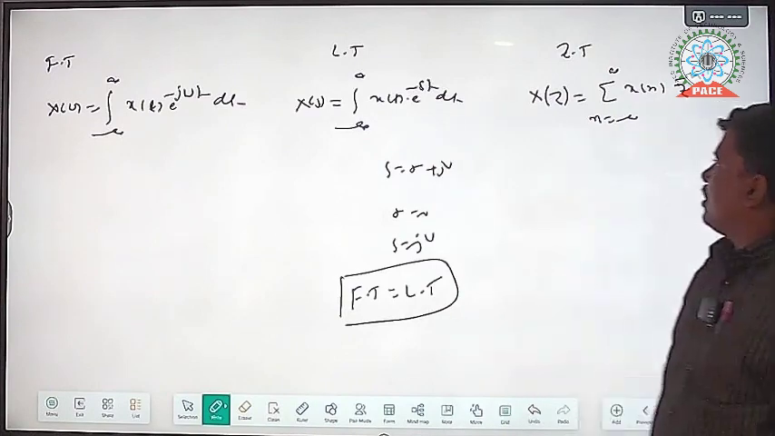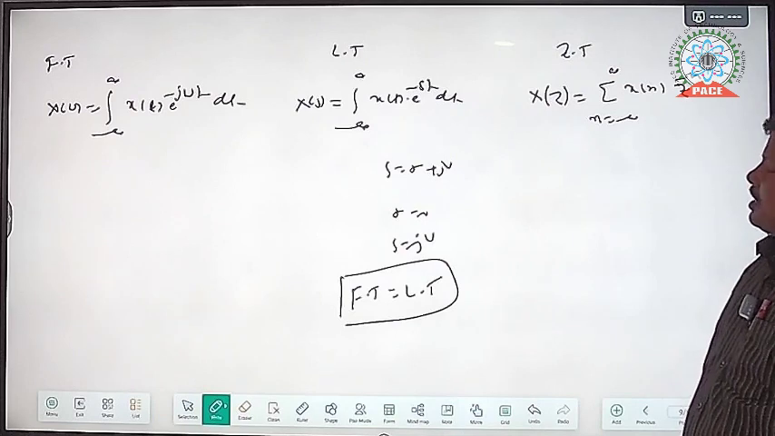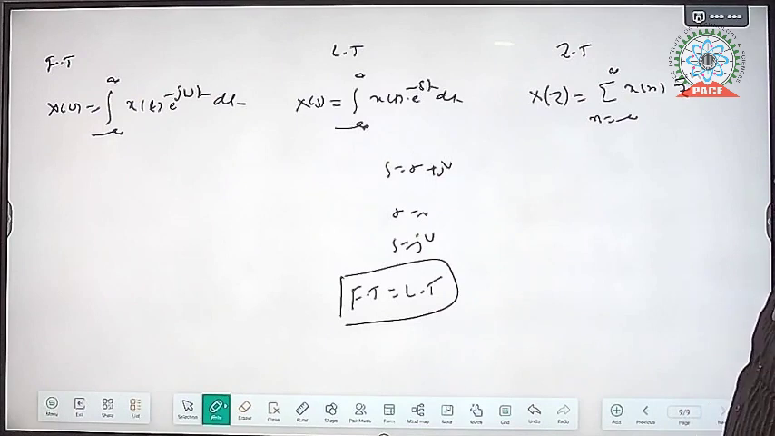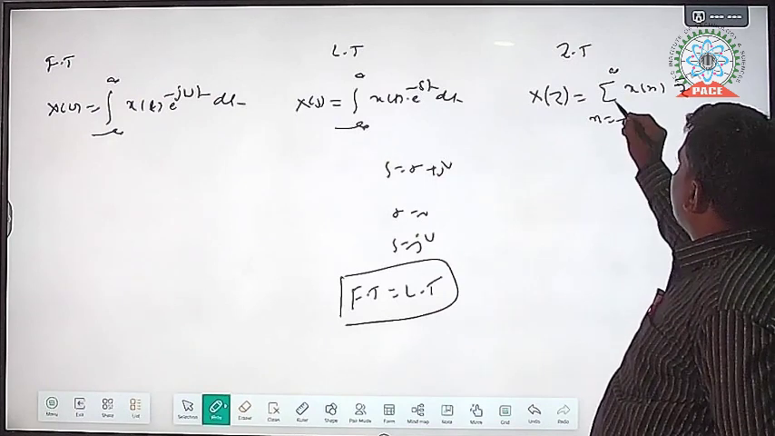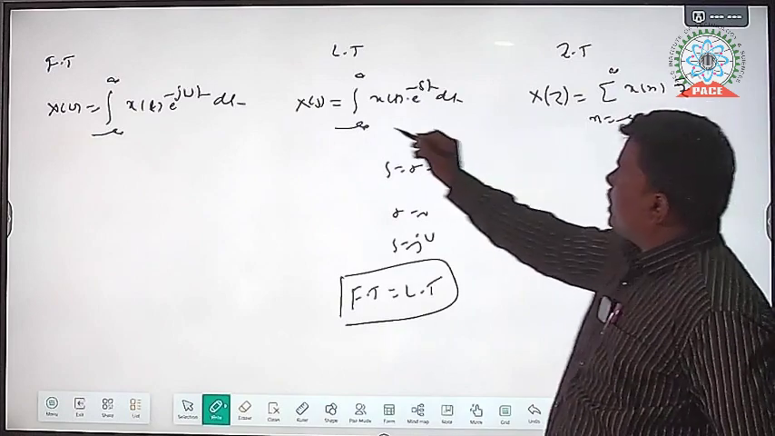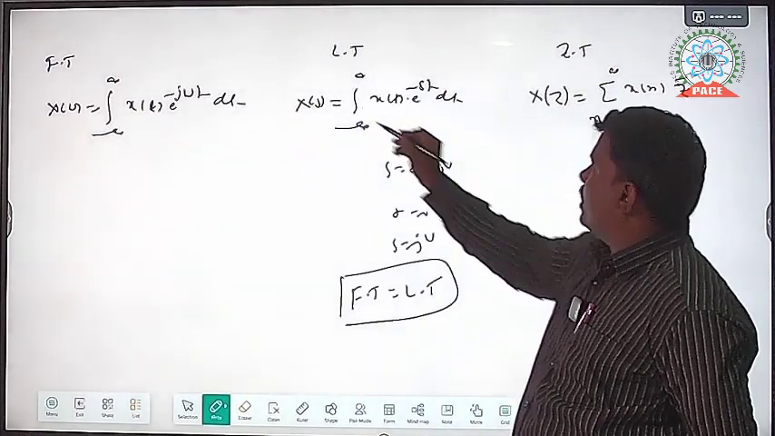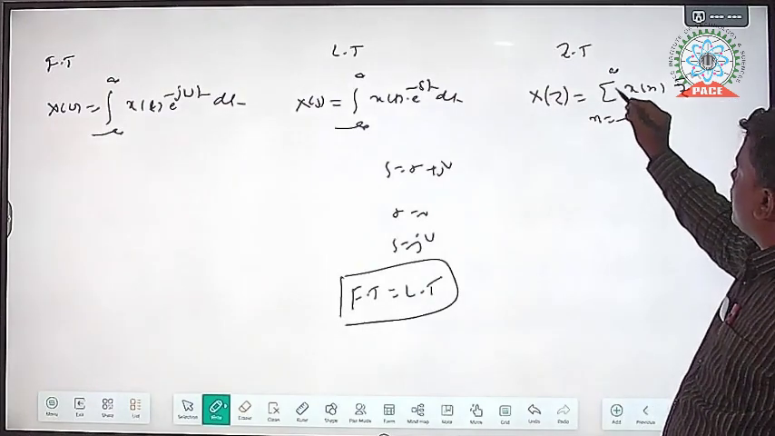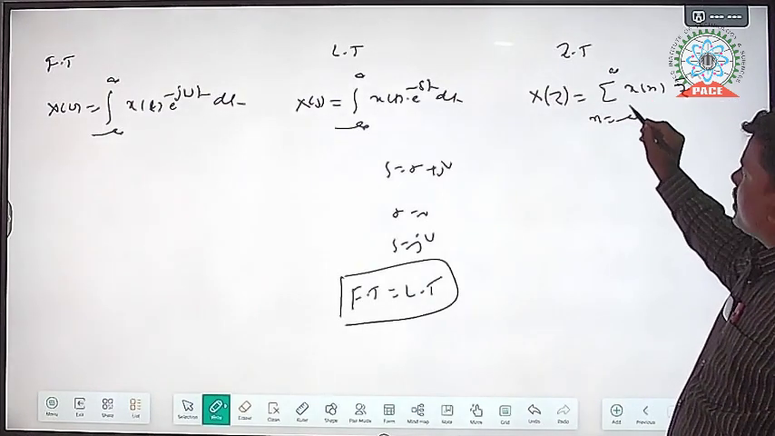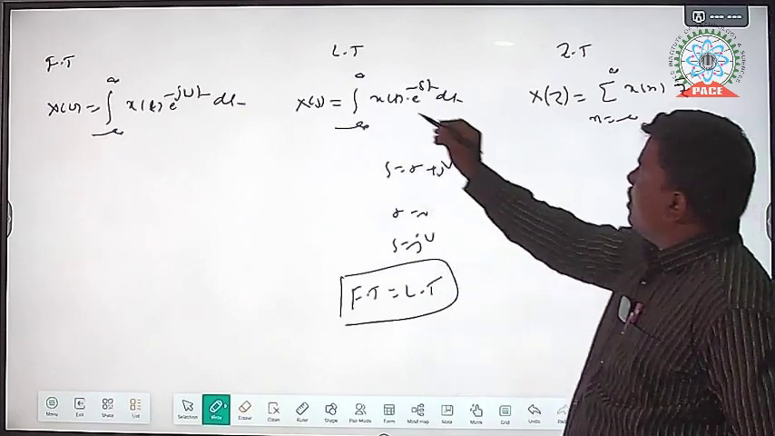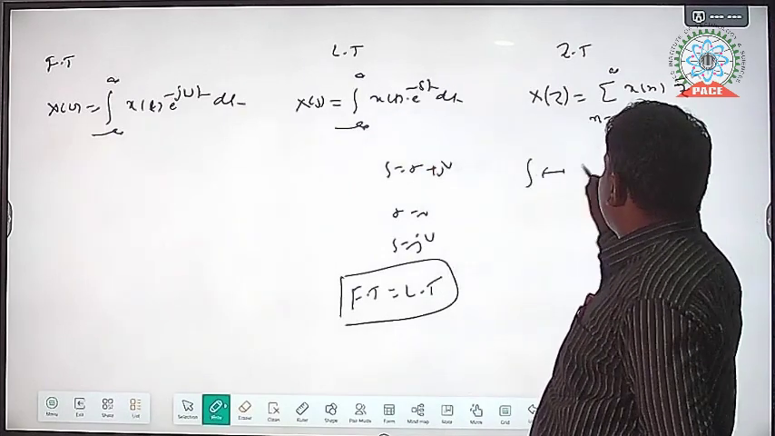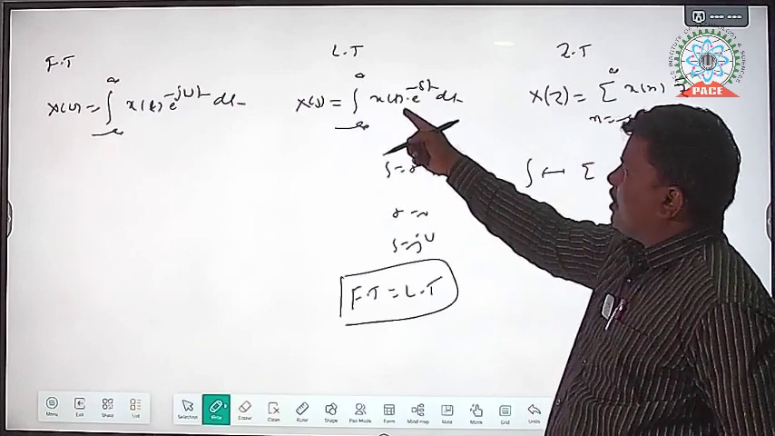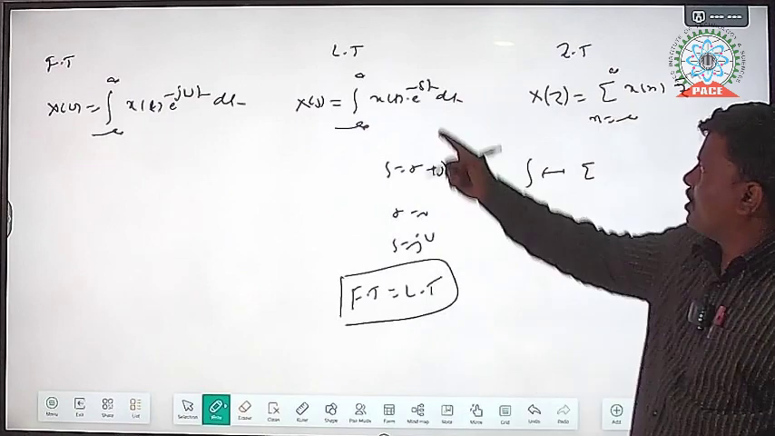Observe this: sigma, summation, is for discrete signals, and integration is for analog signals. Integration is nothing but area, and summation is the sum of the signal values over the limits. So summation is for discrete signals, integration for continuous-time signals. Next, x(t) is the time domain signal, continuous-time signals, where we use t. For discrete-time signals, we use n, that means n = 0, 1, 2, 3, and so on. So t is continuous time and n is discrete time.